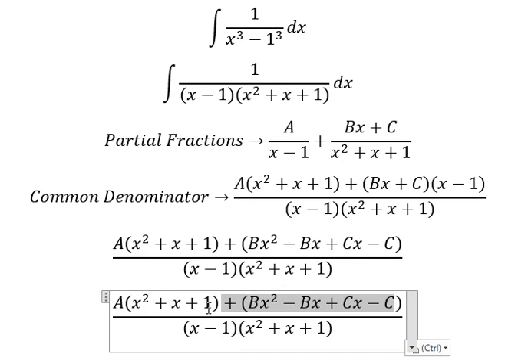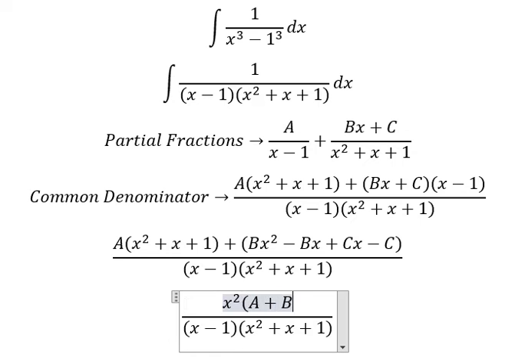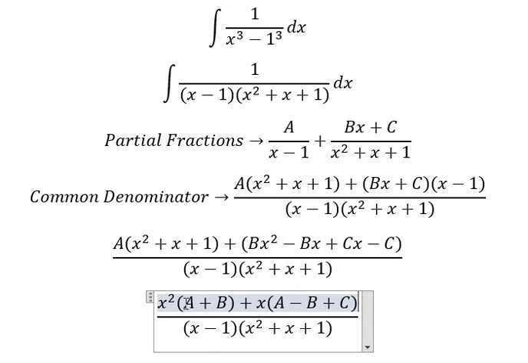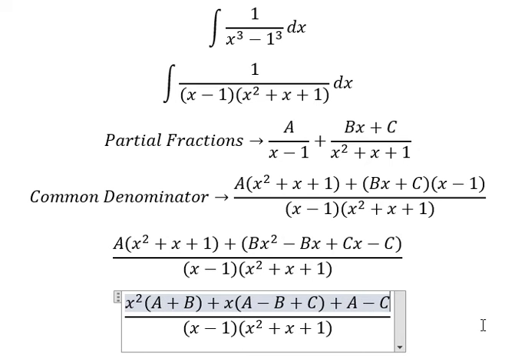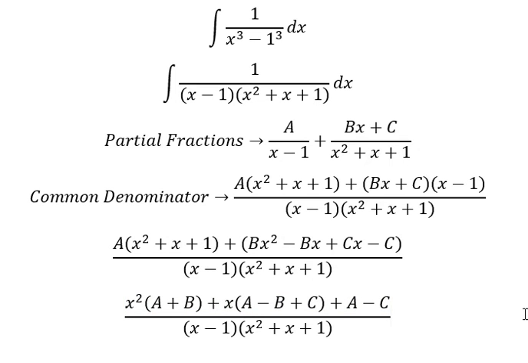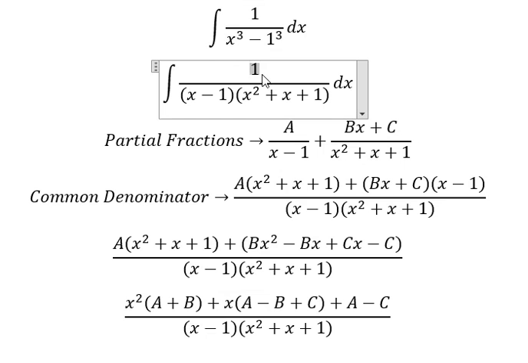Next, we need to arrange based on the terms of s. About s squared we have A plus B. About s we have A minus B plus C. About the numbers we have A minus C. Now we need to compare coefficients. We don't have s squared in here, so A plus B equals number 0, A minus B plus C equals number 0. We have number 1, so A minus C equals number 1.